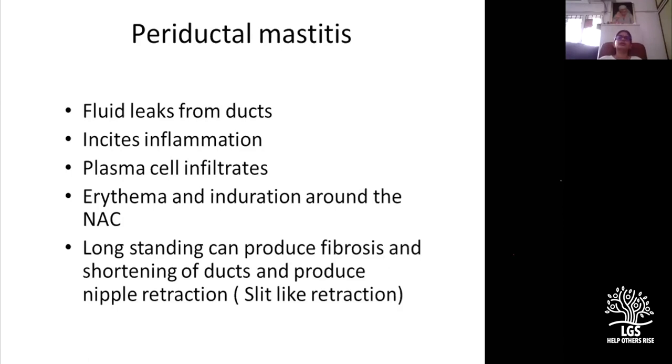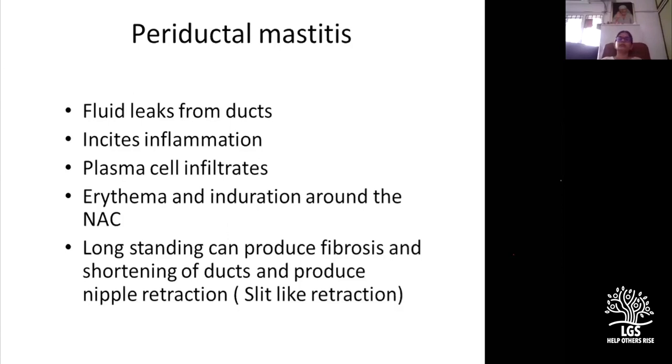Usually it's an inflammation in which plasma cell infiltrates are dense, and it forms erythema and induration around the NAC. So long standing, if it keeps happening again and again, it incites so much fibrosis that it causes shortening of the ducts. Because of the fibrosis, it pulls the nipple inwards, and there may be nipple retraction.